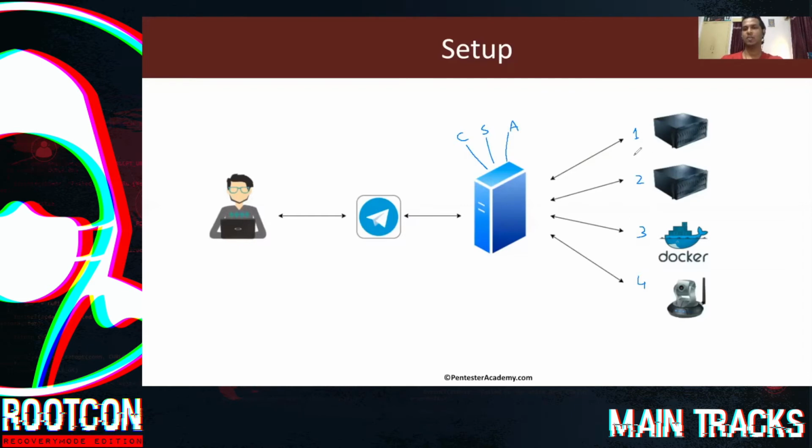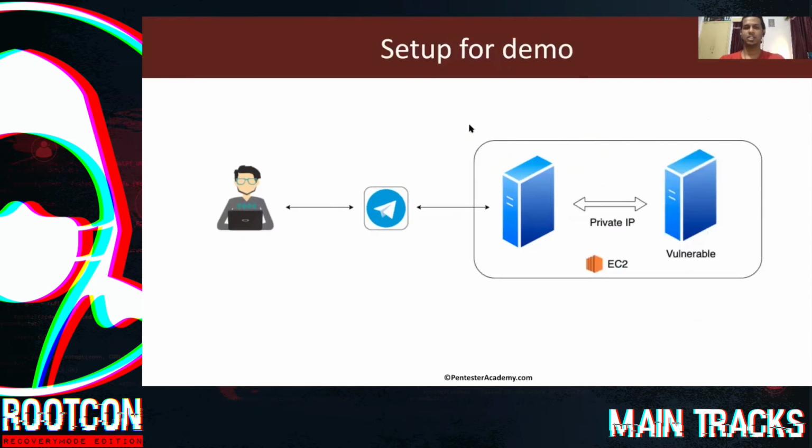Now we cannot demonstrate this because we do not have permission to attack all of these public machines. So instead, what we are going to do here is use a different setup. For this demo, I've created a VPC on AWS and spawned two machines inside that VPC. One is connected to the internet, the other is not connected to the internet and can only be accessed via private IP address. The second machine is the vulnerable machine. I've installed various vulnerable components here, such as vsftpd, a vulnerable application, and so on.